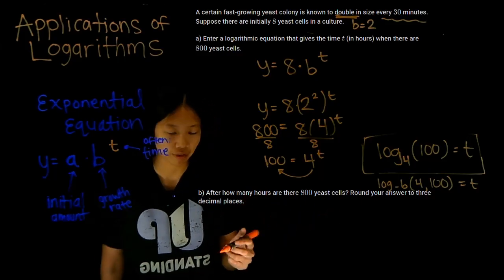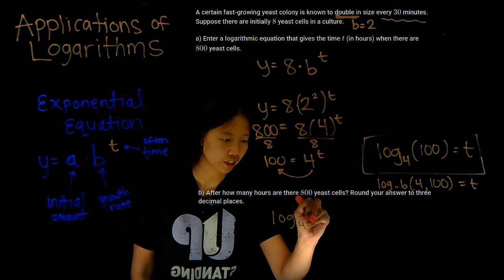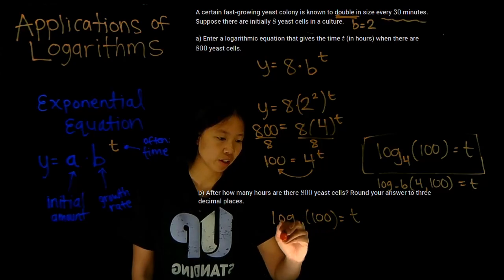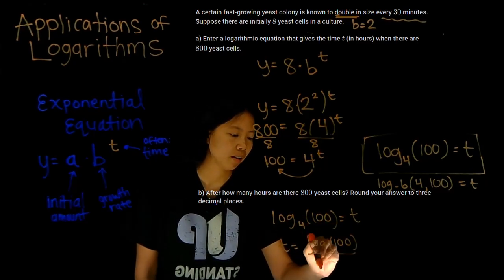Round your answer to 3 decimal places. So now it wants me to solve for this. Log base 4 of 100 equals t. I can use my change of base formula to solve for this. So I know that t equals log of 100 divided by log of 4.